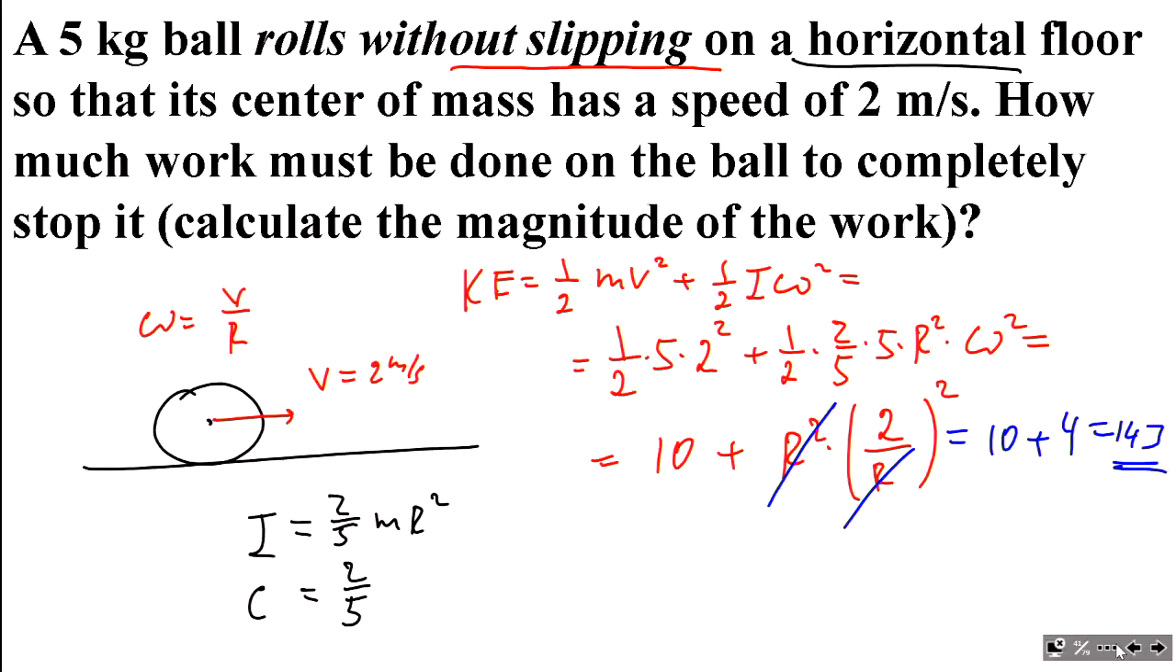Now the question is about the work which should be done. Well, if the object has to be stopped, the final kinetic energy should be equal to 0. That means the amount of work which should be done should be equal to the magnitude of the change of kinetic energy, which is 14 joules.